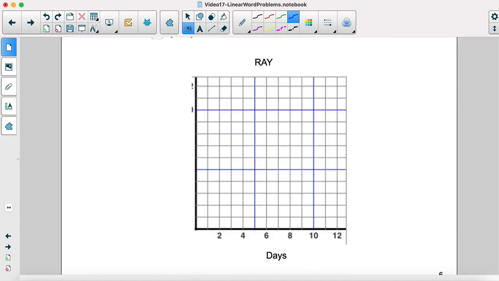The last part here is graphing of this. Okay, so I'm going to write the equation just so we have it. y is equal to 6x plus 12. Days is already labeled here on my x-axis. My y-axis is Ellentires.